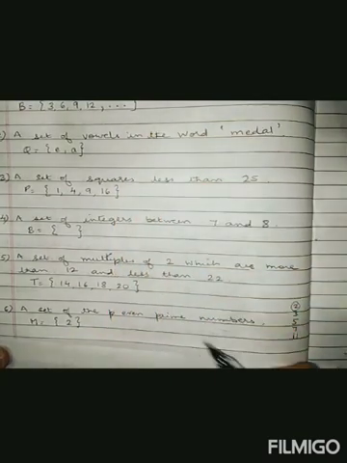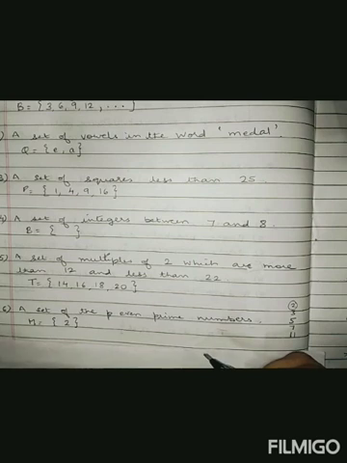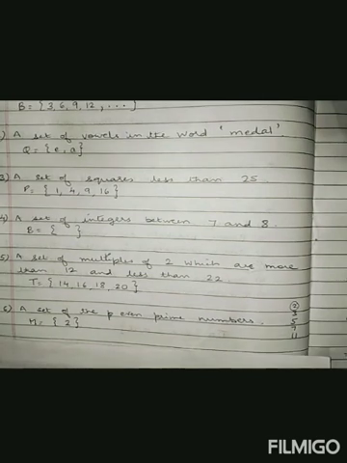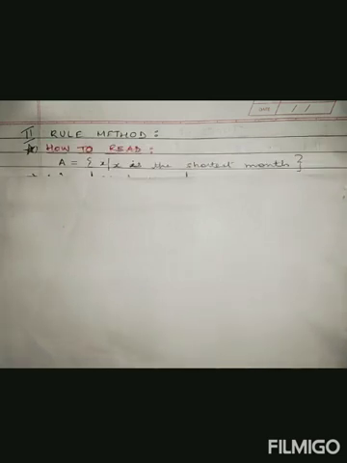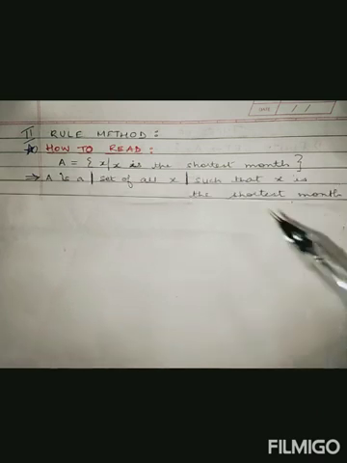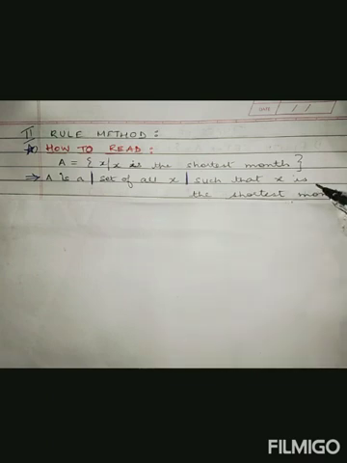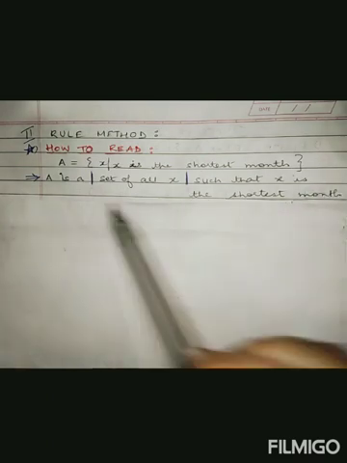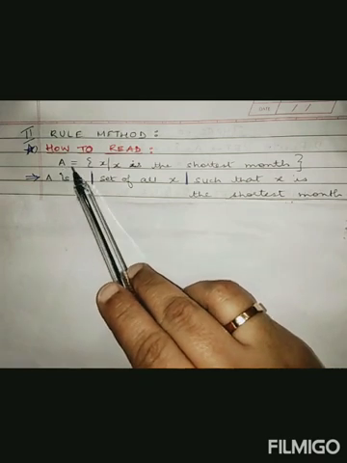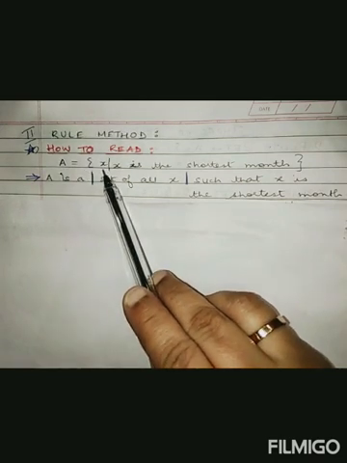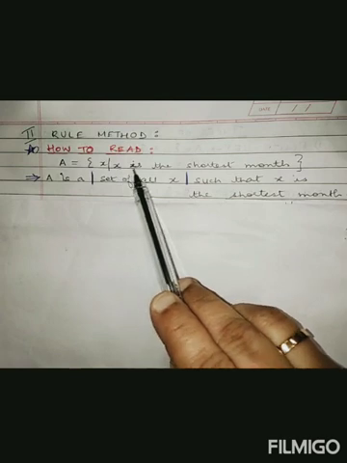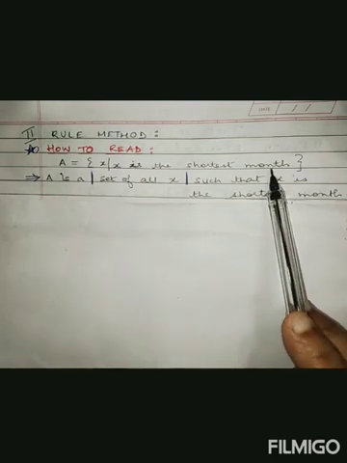That's it. So this is the method in which you will list out the set. Now let us learn about the rule method. First let us learn how to read it. This is the set given to us. A is a set of all x such that x is the shortest month. We will read it as A is a set of all x such that x is the shortest month.